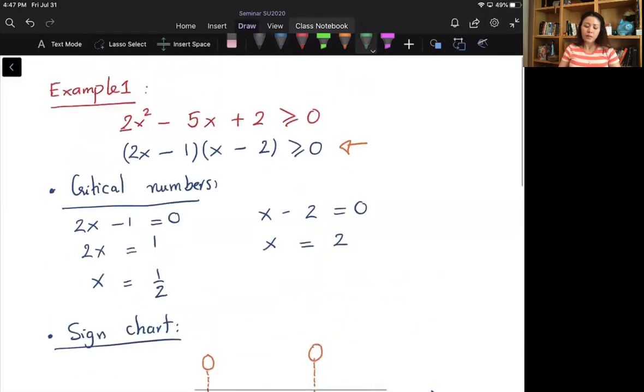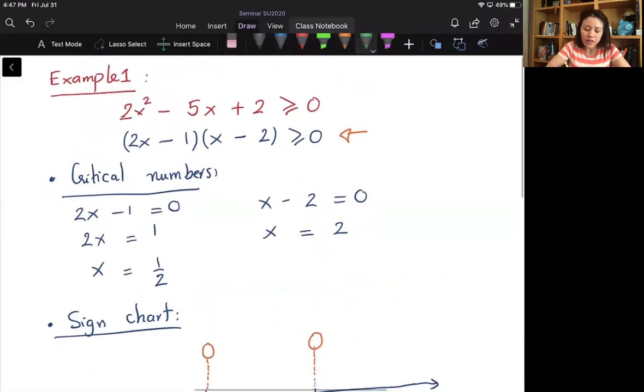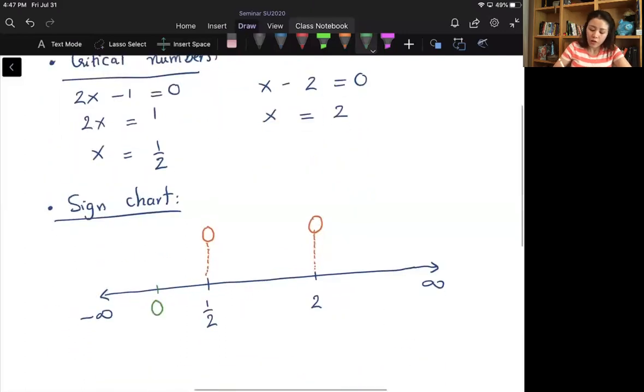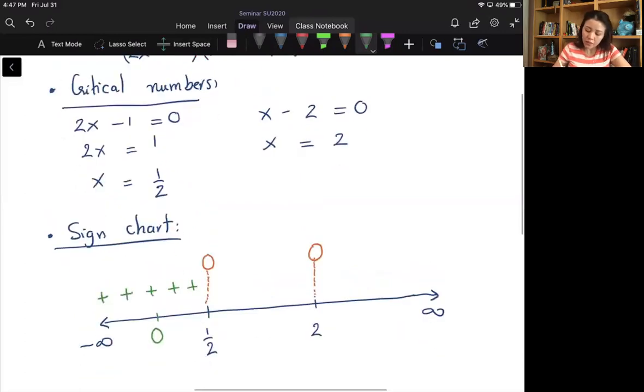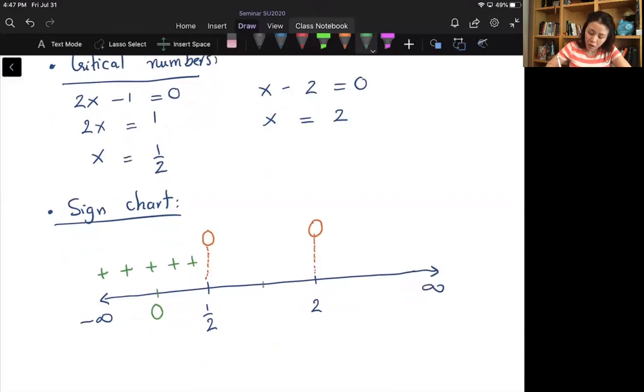Okay. So when I put 0 in here, I see 0 minus 0 plus 2. So plus 2 is greater or equal to 0. So therefore, this region gives me a positive result. Okay, so whatever value you pick between negative infinity and 1/2, it'll give you a positive result. Next, between 1/2 and 2, I'm going to pick maybe 1, right?